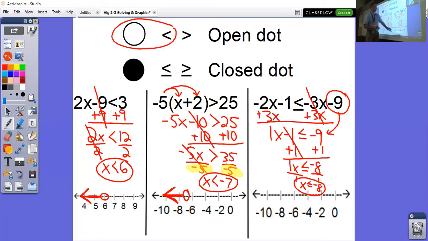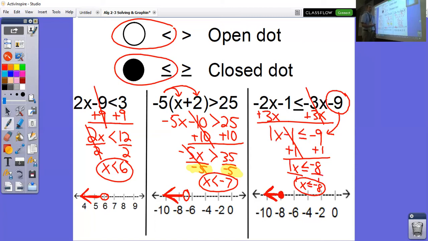So we're going to use a closed dot this time. Less than or equal to is a closed dot. So at the negative 8, we're going to make a filled in dot like that. And our inequality symbol is pointing over to the left. So we're going to draw our arrow over to the left so that it looks like that.